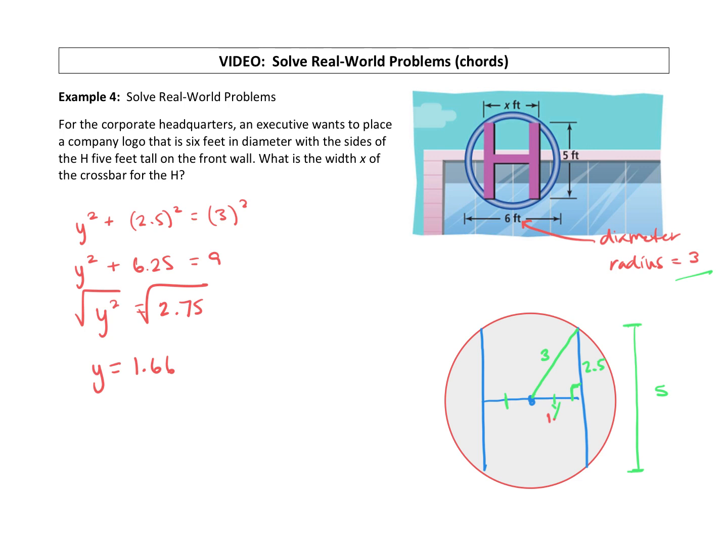So that is 1.66, which means this segment is also 1.66. So now we know the width of the crossbar is 2 times that 1.66, or 3.32 feet.